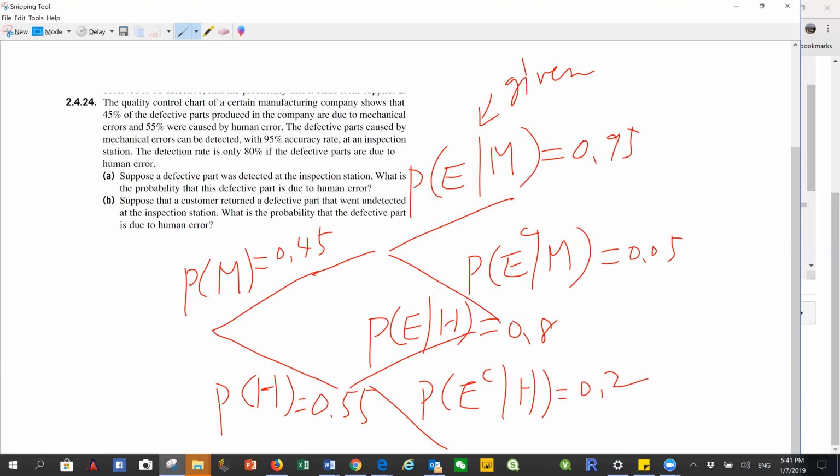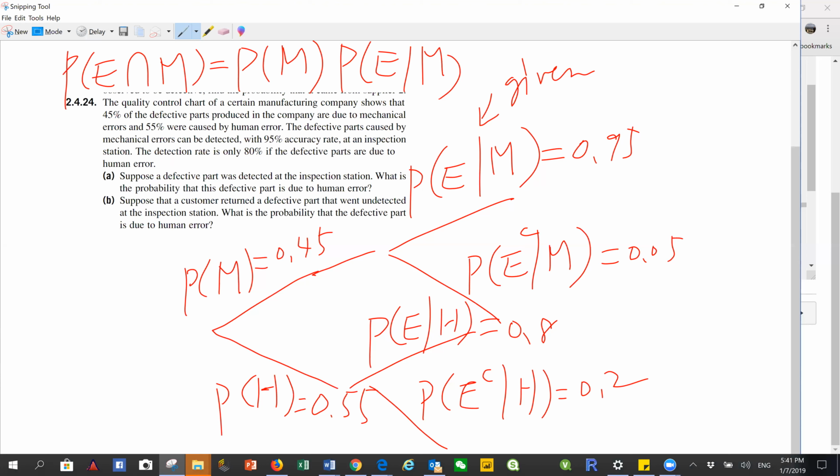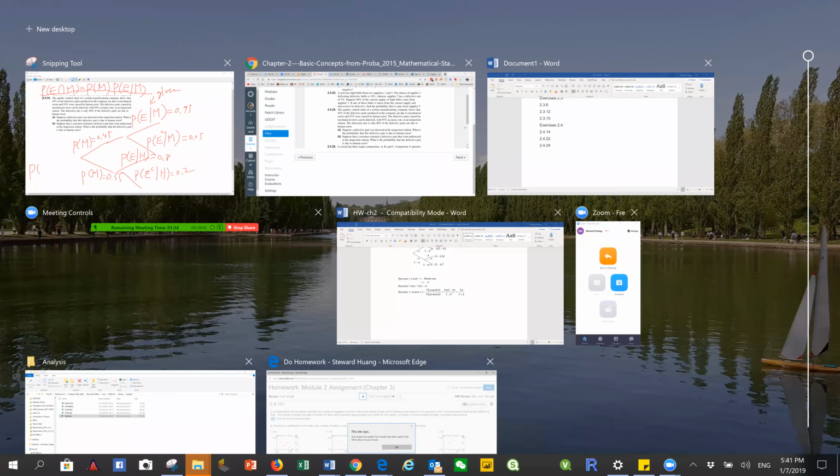Then what shall you do? Based on this, you can find the probability of E and M, which is the probability of M times the probability of E given M, based on the conditional probability formula, which you should refer to in the text. Then also the probability of E given, oh, what happened?